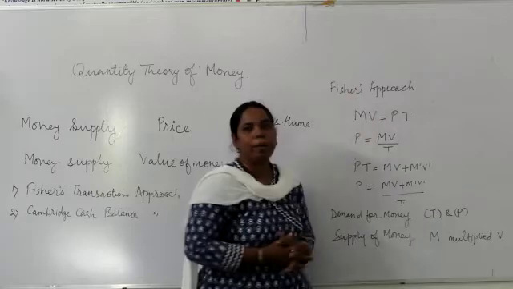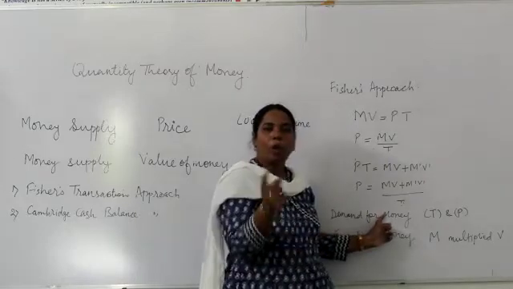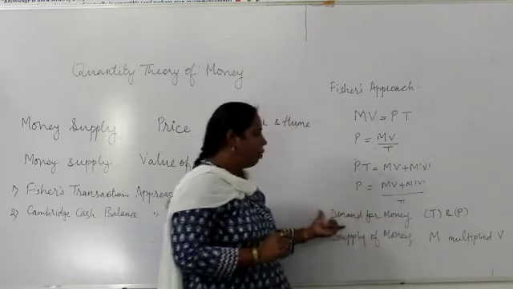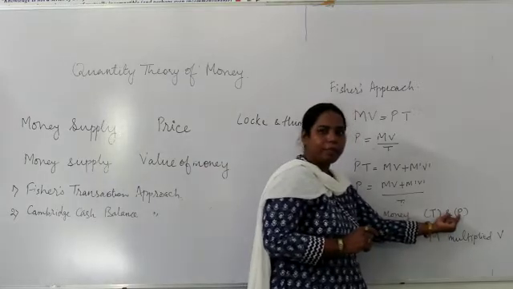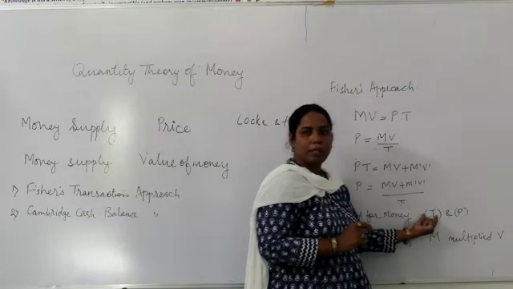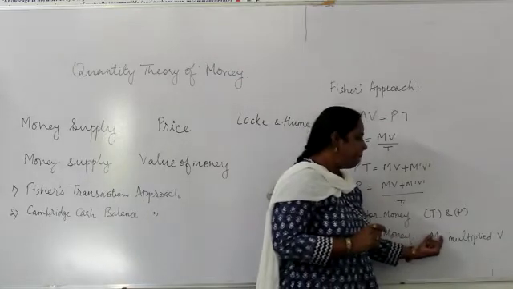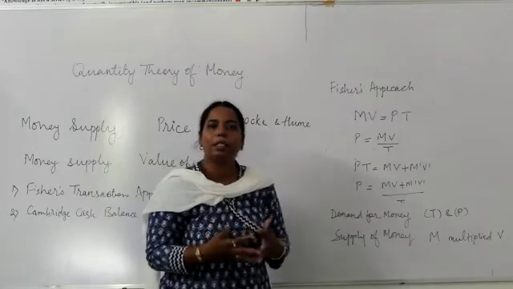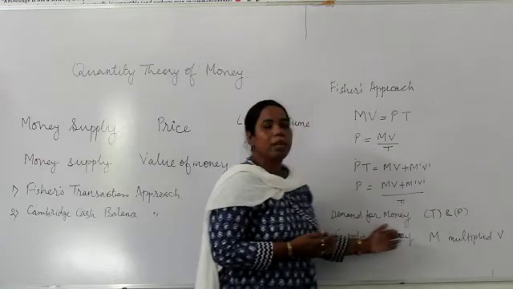Basically, Fisher focused on two aspects. That is, the demand for money will always be equal to the supply of money. The demand for money is what? The price level and the total number of goods transactions. And the supply of money is what? M multiplied by V, the money supply and its velocity. So the demand for money will always be equal to the supply of money.